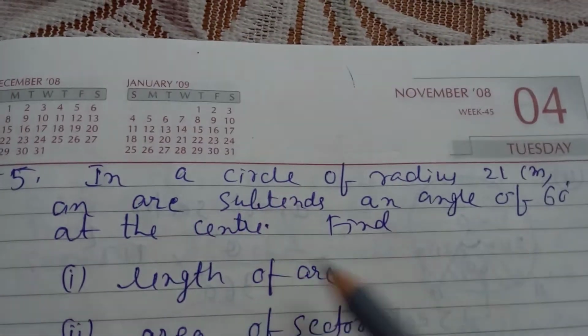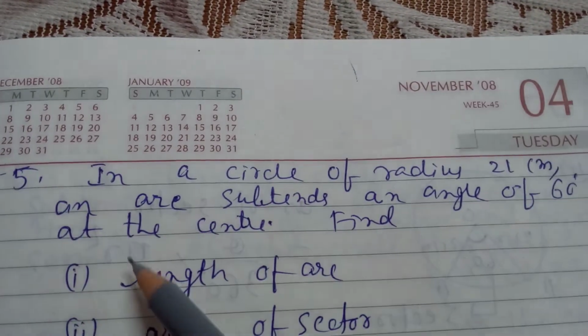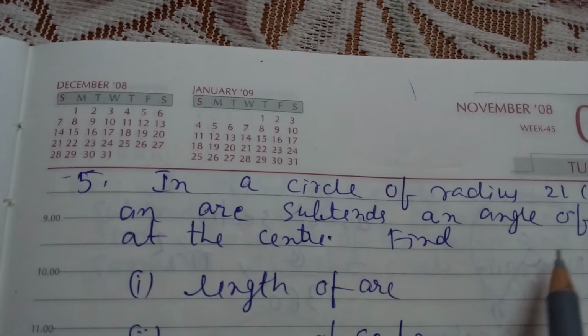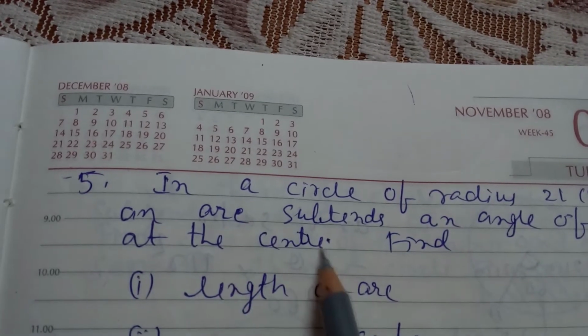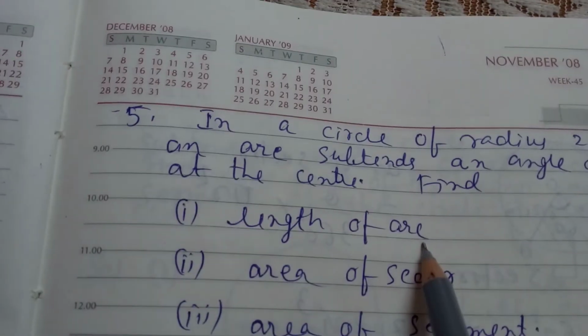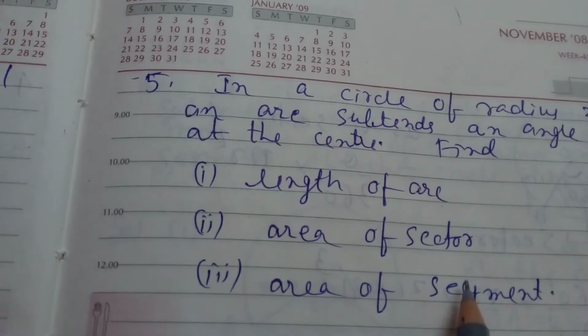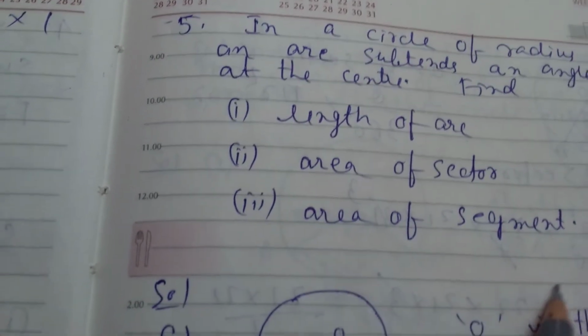Okay. Now come to the next question, number 5. In a circle of radius 21 centimeter, an arc subtends an angle of 60 degree at the center. Then find the length of arc. First question. Second question, area of sector. Third question, area of the segment.